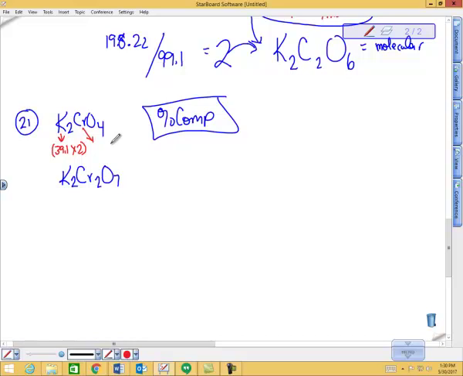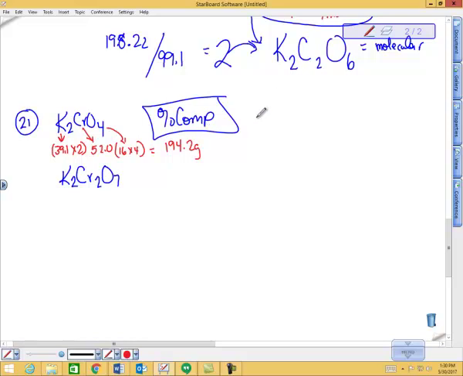Oh, I see it, 52.0. And then oxygen is 16, right? But you've got 4 of them. Okay, so let's get the grand total first. 39.1 times 2 plus 52 plus 16 times 4. All right, the grand total is 194.2 grams.